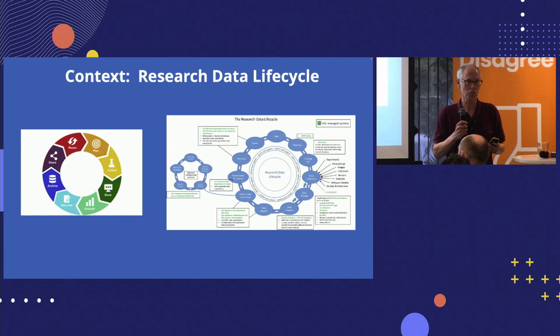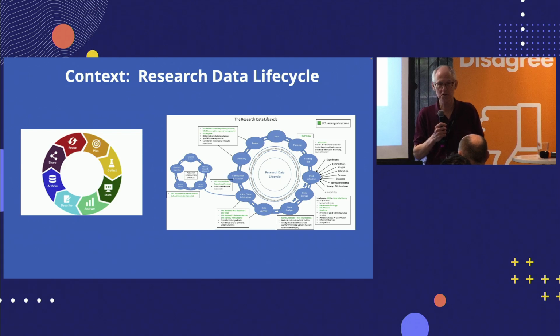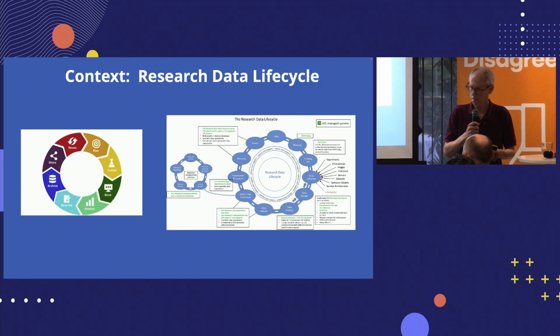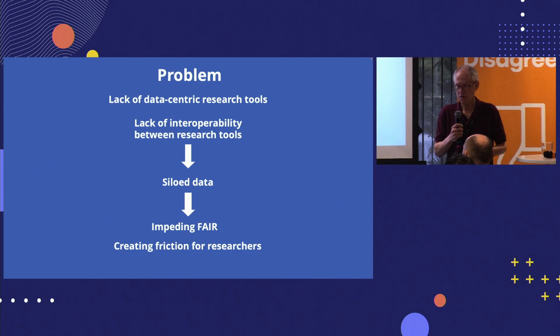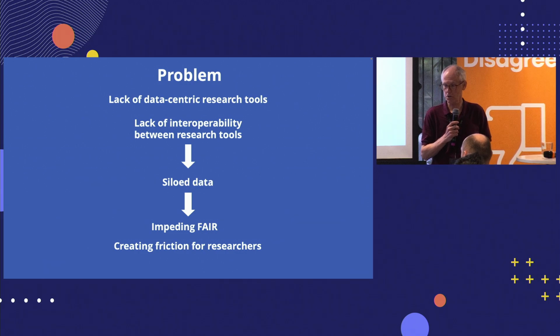So what's the problem that we at RSpace are addressing? The research data lifecycle. I imagine there are various depictions of this, which everyone here is probably familiar with, various phases of the research data life cycle. So that's the context, if you will. So what's the problem? The problem is that at each phase of this life cycle, in fact, I'm involved in an RDA group right now, which is trying to map out the different tools which are used at different phases of the life cycle. That's a separate project. But the lack of data-centric research tools, and lack of interoperability between the research tools, leads to siloed data, and that impedes FAIR. It also creates friction for researchers.